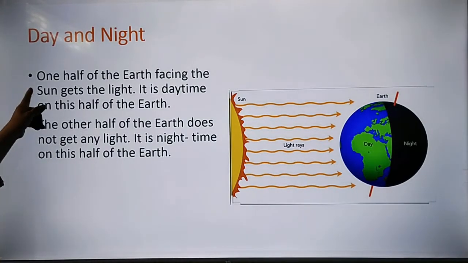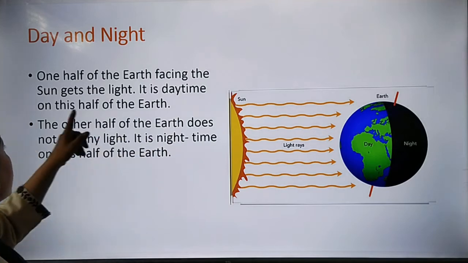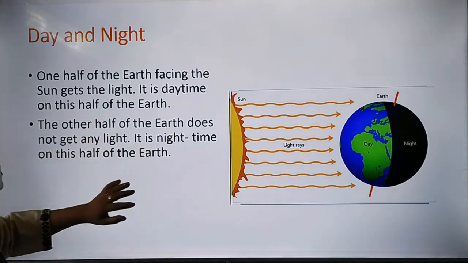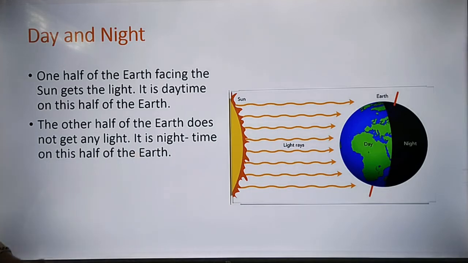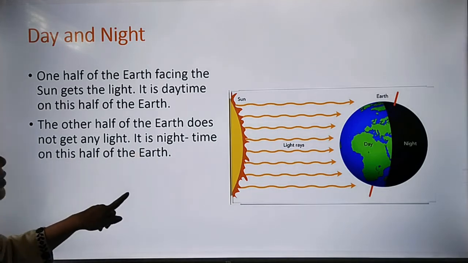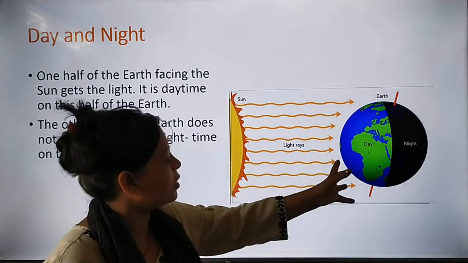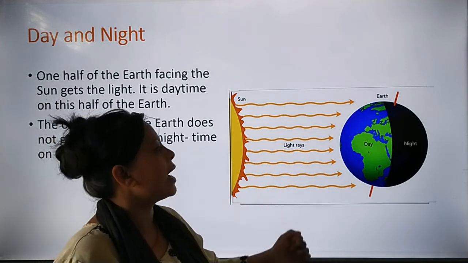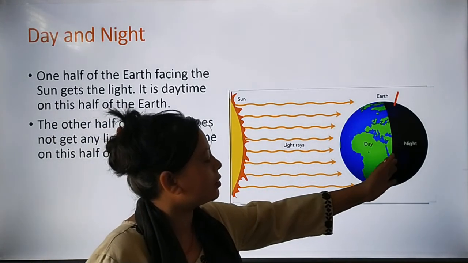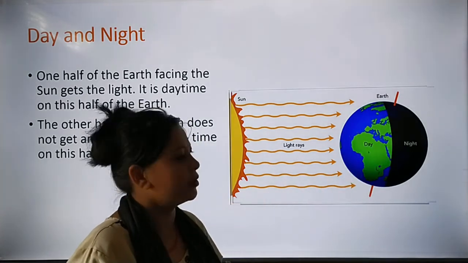Next, the half of the earth facing the sun gets daylight; it is daytime. The other part of the earth does not get any light; it is night time. As I have already told you, the part of the earth that faces the sun has daytime, and the part away from the sun has night time.